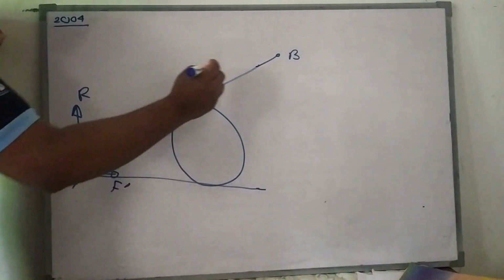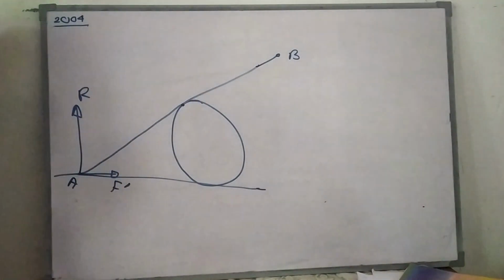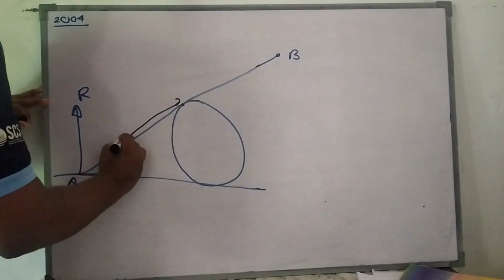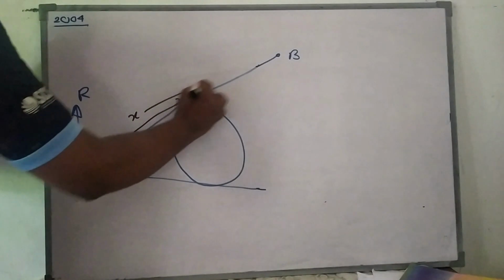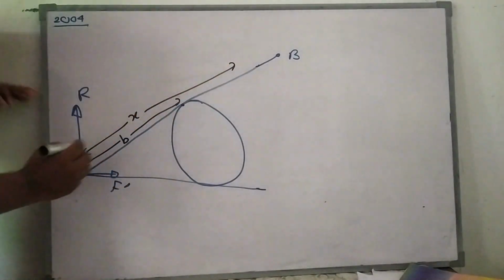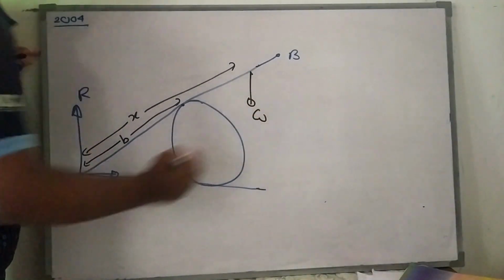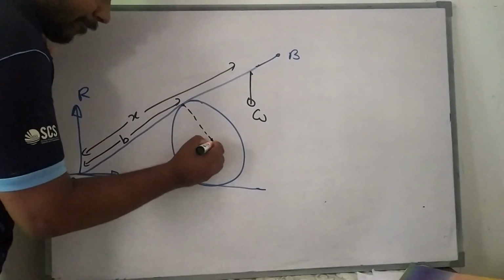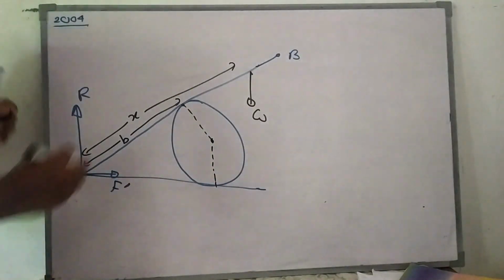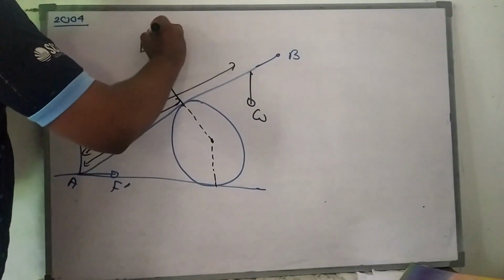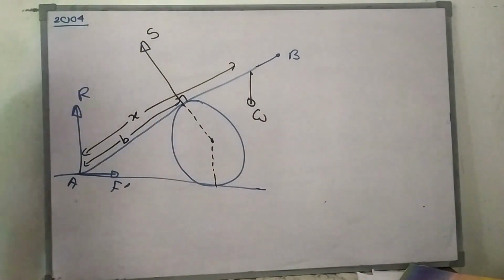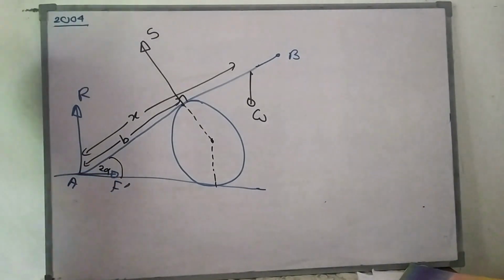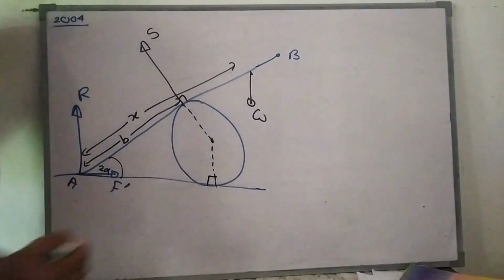So the reaction between the ladder and the horizontal surface is R. So this is distance b, and this is x. The x means the point where the external weight is added. These are perpendicular because of the radius, and this is the reaction between the ladder and the cylinder, S. The angle is also given, it's 2 alpha.